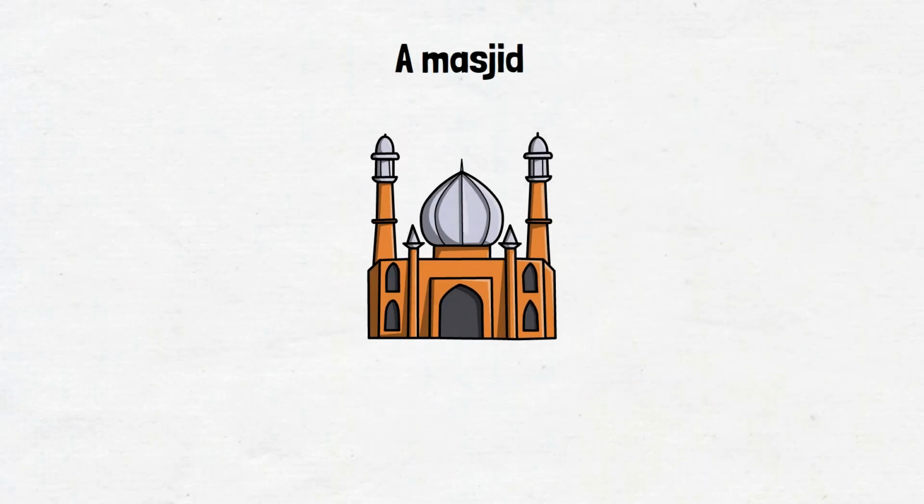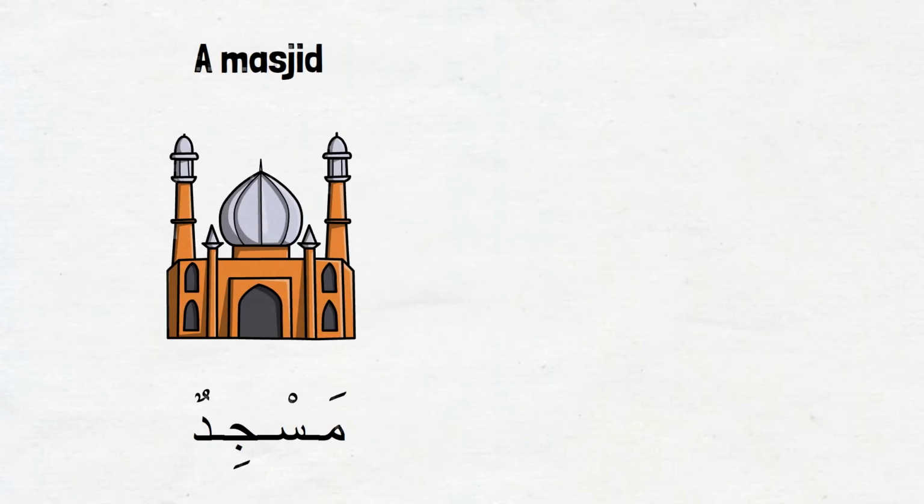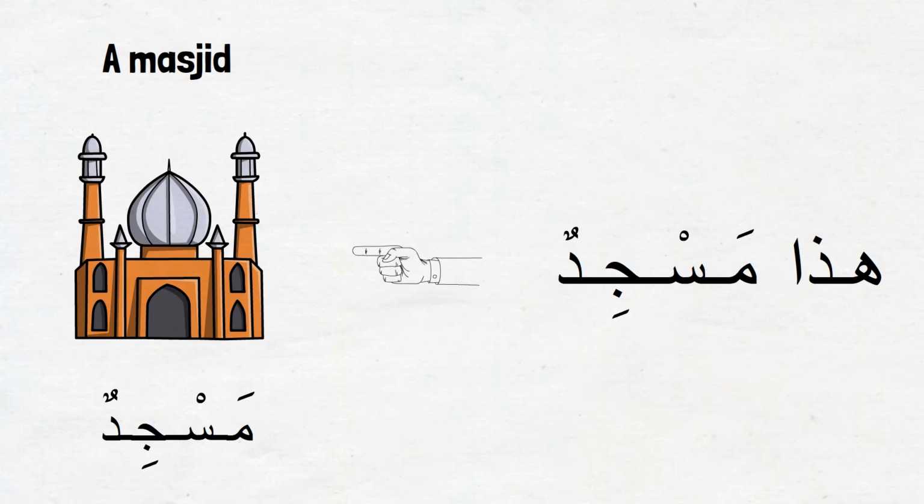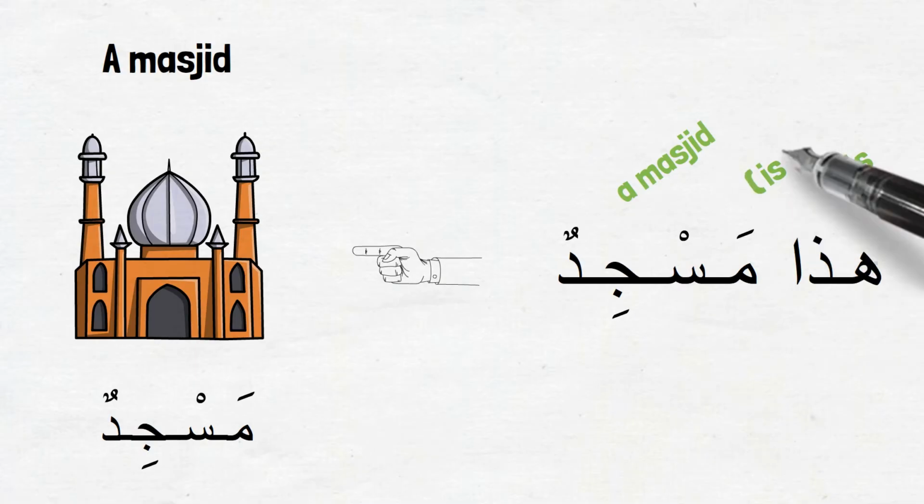This one must be easy for us Muslims. Masjidun. Masjid. Masjidun. And to say this is a masjid, we simply bring in هذا before it. هذا مسجد. So here, هذا is this. Masjidun is a masjid. Notice the word is not used in Arabic. So we say هذا مسجد. هذا is this. Masjidun is again a masjid.